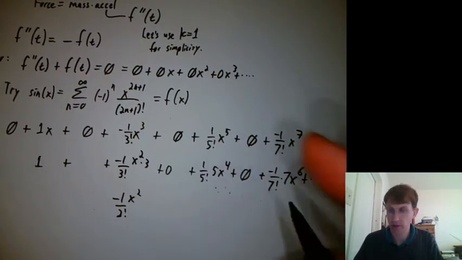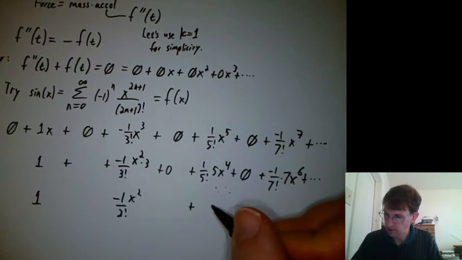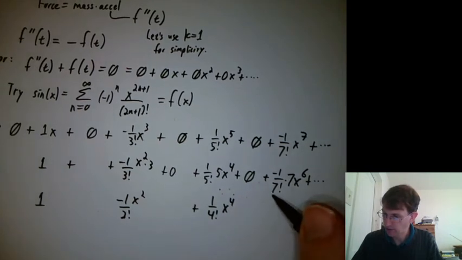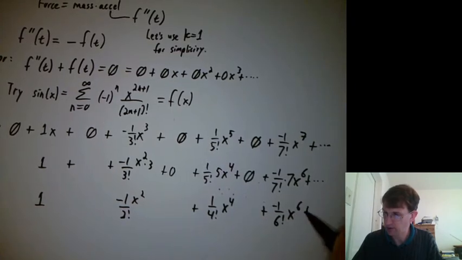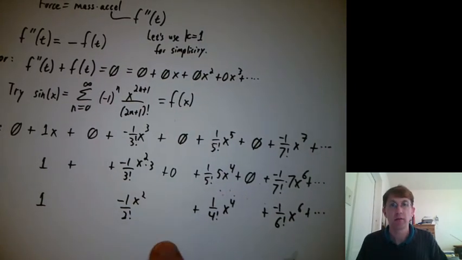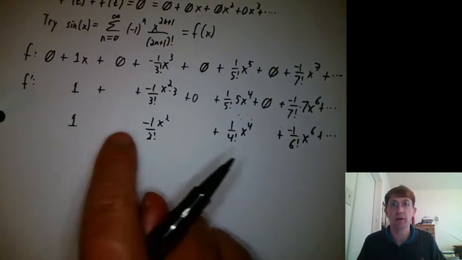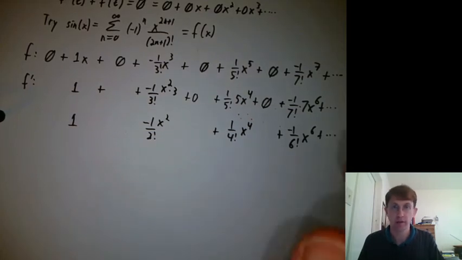And then we can simplify this part. So we have a 1 there. We have 1 over 4 factorial x to the 4th. We have 1 over 6 factorial x to the 6th, negative there, which we recognize as cosine, right? 1 minus x squared over 2 plus x to the 4th over 4 factorial. Not a surprise there.